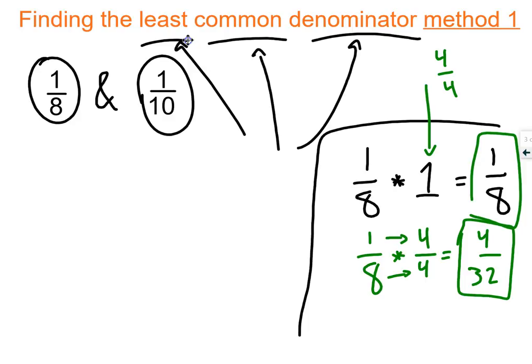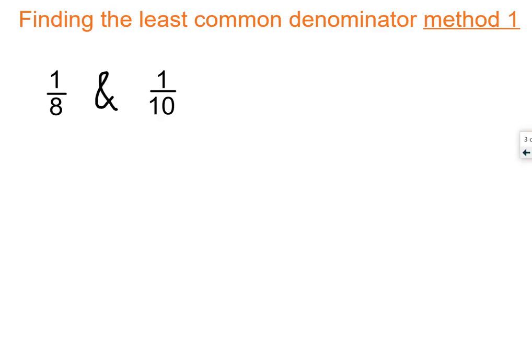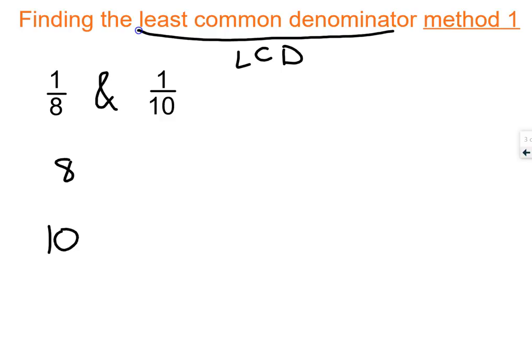We're going to be finding a very specific value of 1 to multiply both 1/8 and 1/10 by to generate the same denominator. Notice 1/8 and 4/32 are the same value. However, the denominators are different. That is our goal, to change the denominator. Method 1 for finding the least common denominator, otherwise denoted as the LCD, would be quite simply to multiply our numbers up until we find something in common.